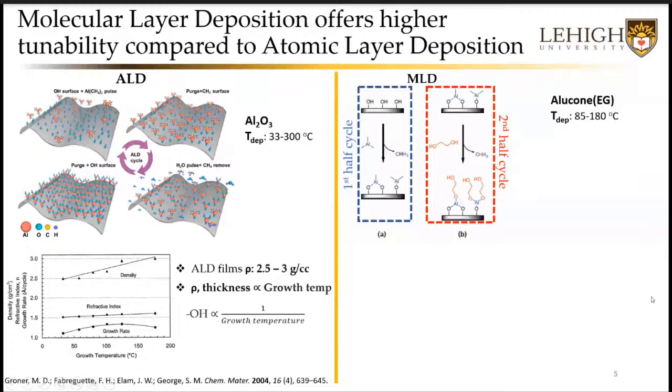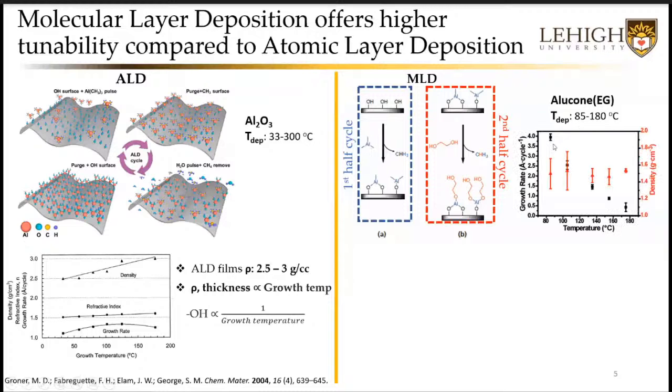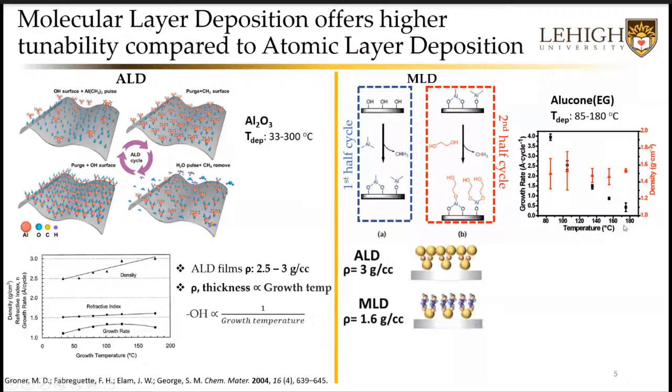As you can see, at lower growth temperatures at 85 degrees centigrade, the growth per cycle, which is the growth that you see per every cycle, is 4 angstroms per cycle at 85 degrees, and it keeps decreasing as the temperature increases. And also one difference between ALD and MLD is its density. Because the organics are incorporated into the films, the density decreases significantly compared to the pure atomic layer deposited films.